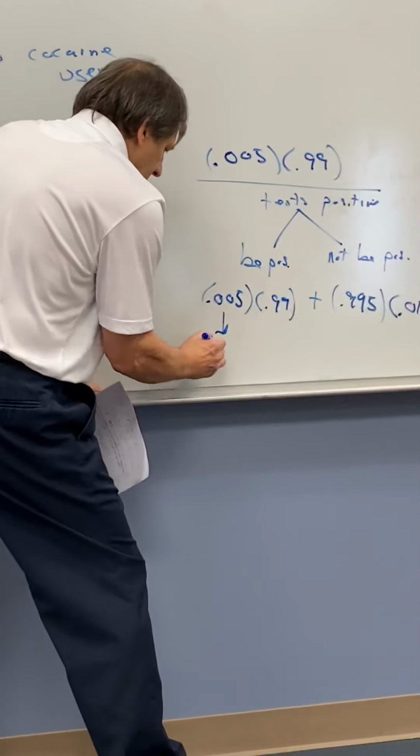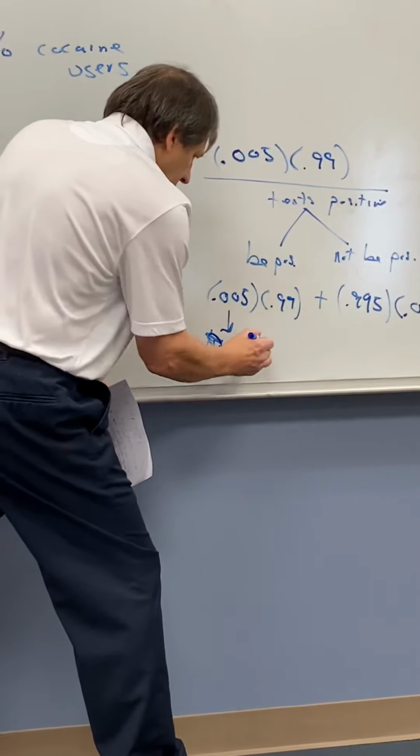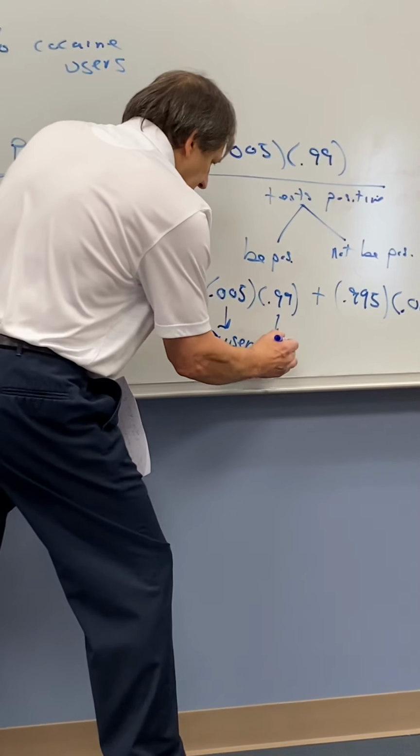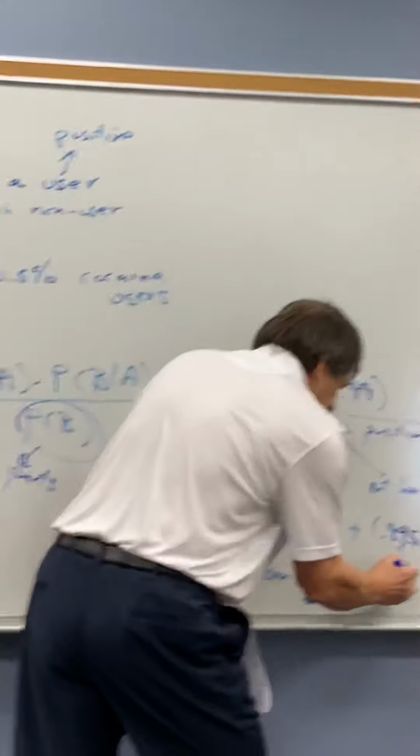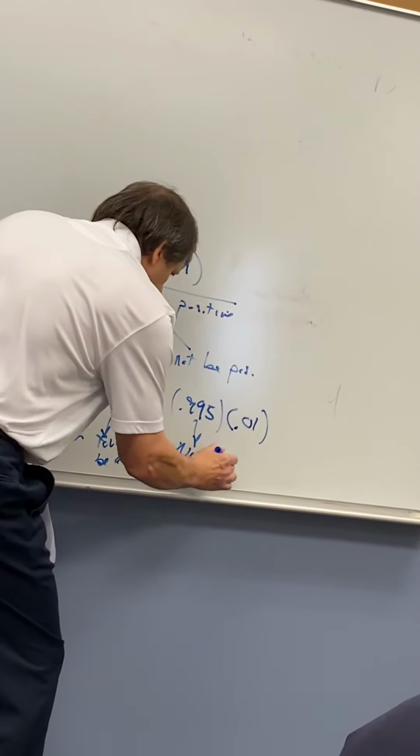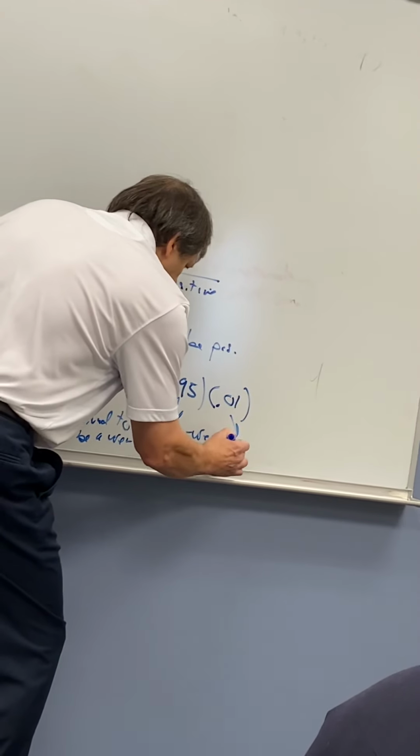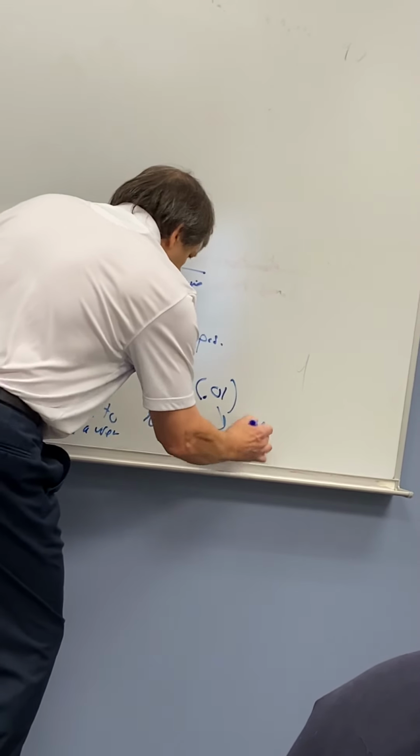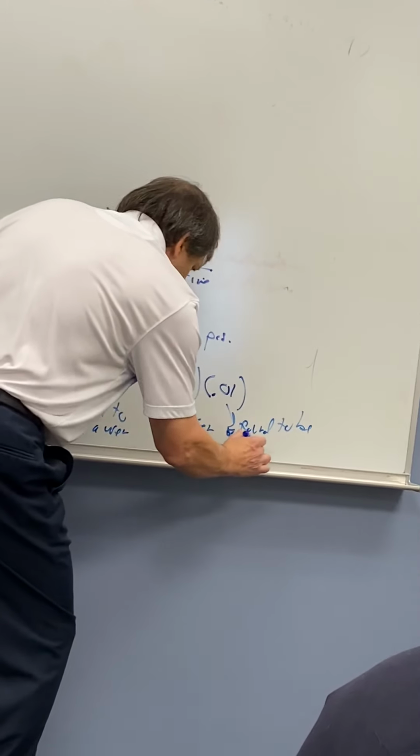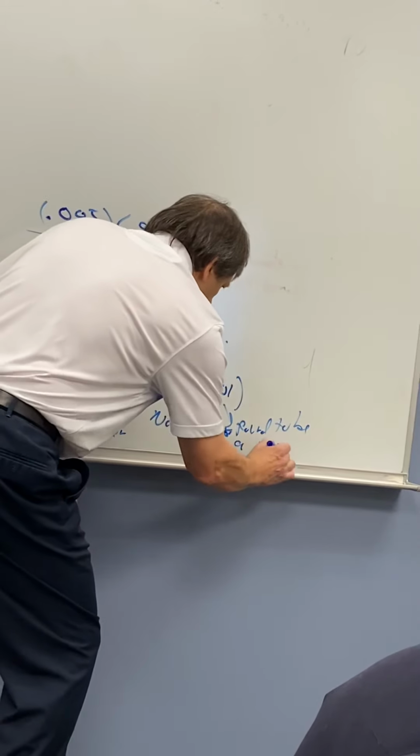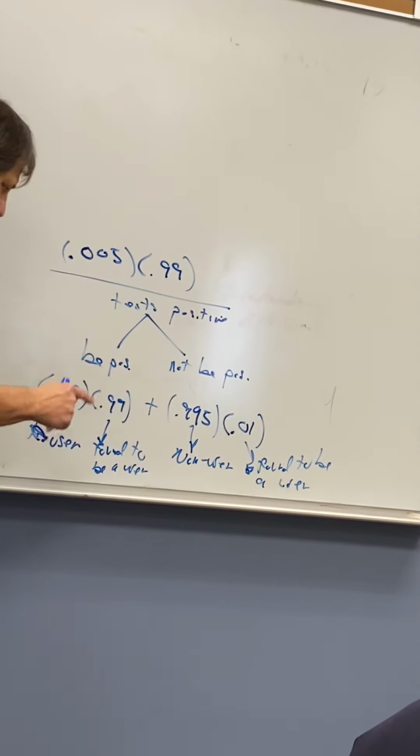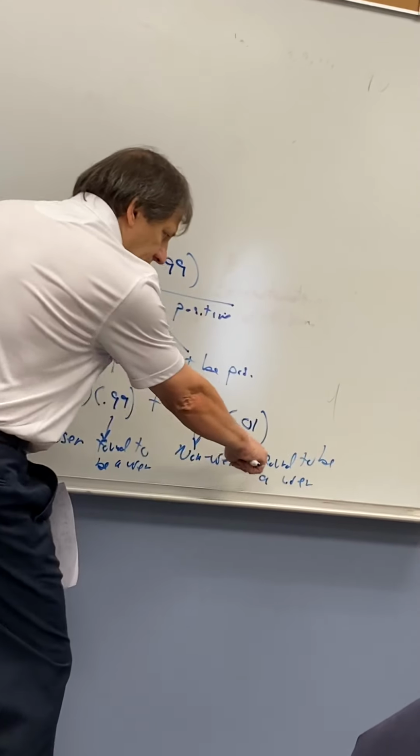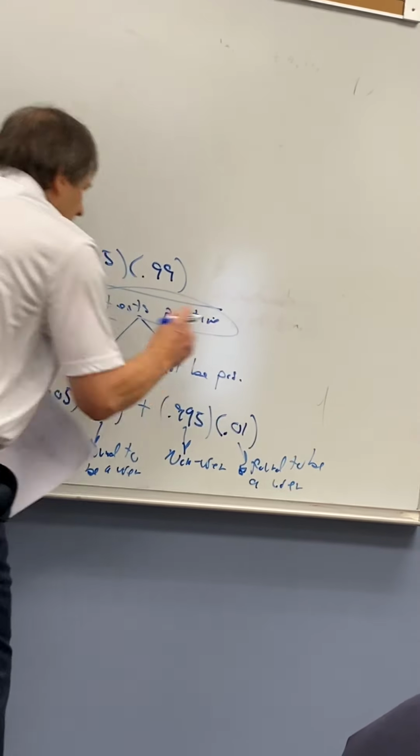So again, these four parts are: user, found to be a user. This is non-user and found to be a user. Now you might say, well, wait, we matched up user with found to be a user, but here non-user, why did we again say found to be a user? Because again, it comes from this.